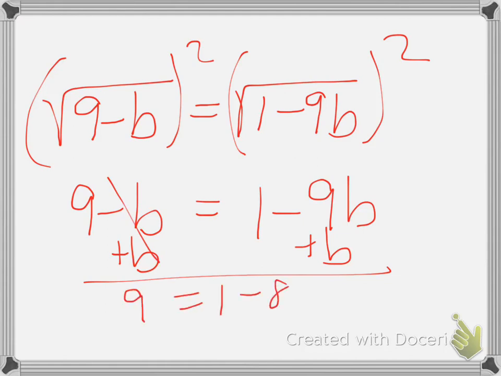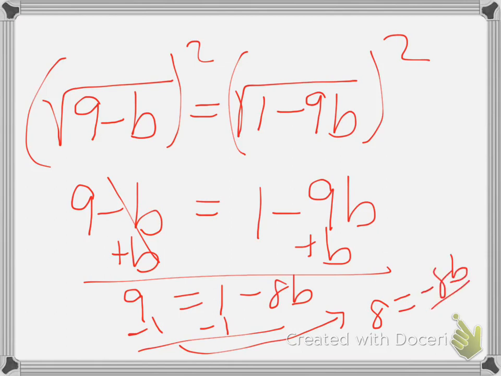That's going to be negative 8b. Then I'm going to take the 1 over, and I'm running out of room. So 9 minus 1 is 8 equals negative 8b, and then divide by negative 8 and get b equals negative 1.